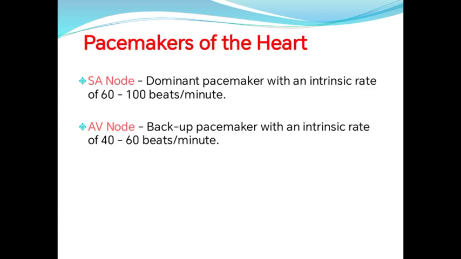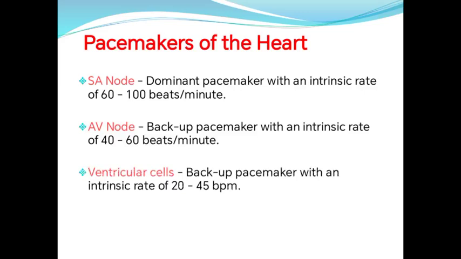Here we are talking about the conductive system of the heart, where the electrical activity starts in the sinoatrial node, then goes to the AV node, and then to the bundle of His, which has two branches, the right and left bundle branches. After the AV node, we have the ventricular cells. These ventricular cells are another backup pacemaker.